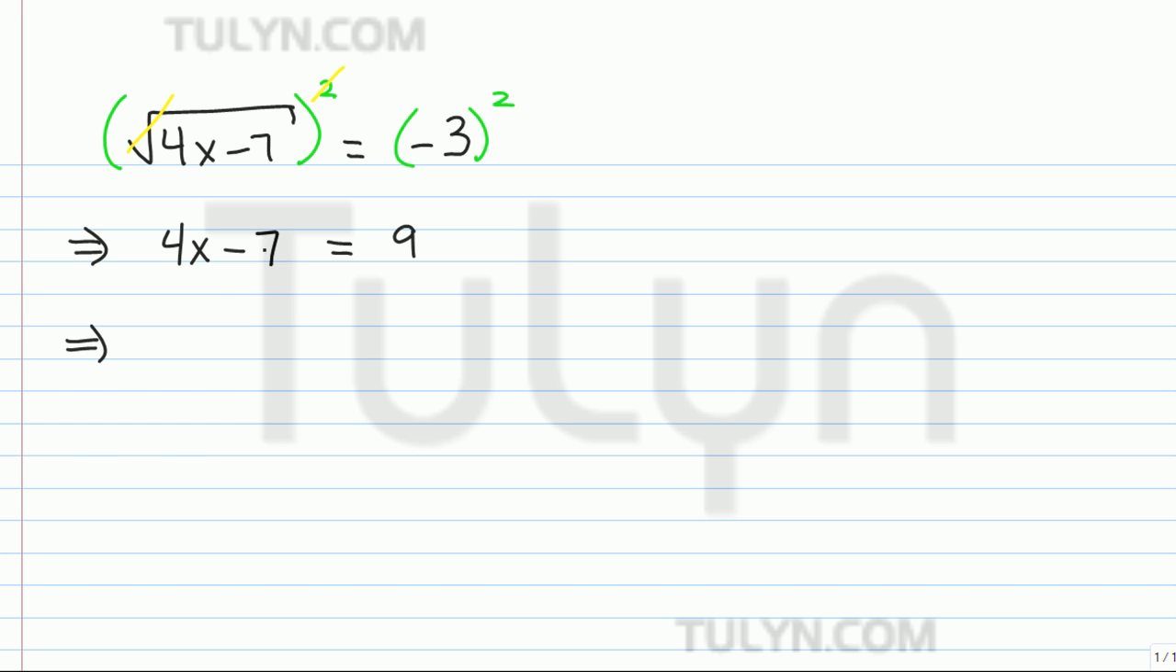So adding 7 to both sides, we get that 4x is equal to 16. So x is equal to 16 over 4, which simplifies to 4.